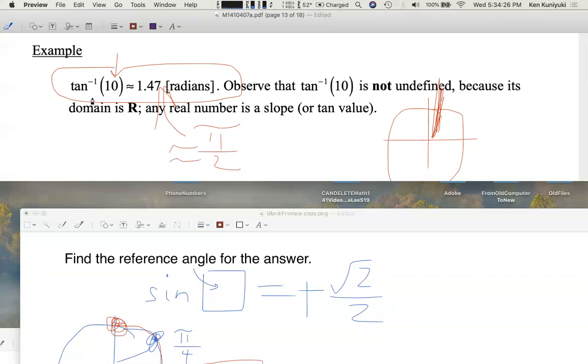But yeah, the answer to this is an angle in radian measure corresponding to this ray, this terminal side, with a slope of 10. This angle does exist. So inverse sine of 10 is undefined or not real. Inverse cosine of 10 is undefined or not real. But inverse tangent of 10, that is real. It's about pi over 2. It's actually more like about 1.47 radians. It's a pretty steep angle.